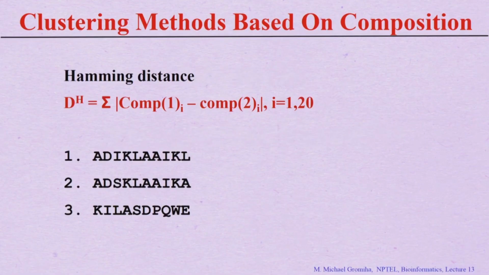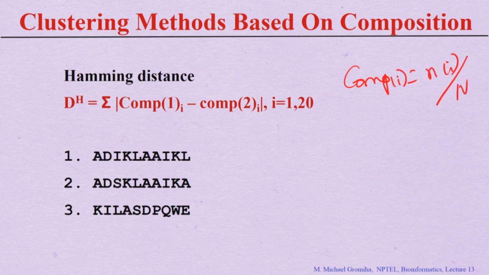So, for example, one example is Hamming distance. This is based on the amino acid composition, right. How to calculate the composition? N of I divided by N. So, N is the total number of residues in a sequence, and N of I is the number of residues of a particular type, any residue, alanine or whatever, of the 20 residues, right.